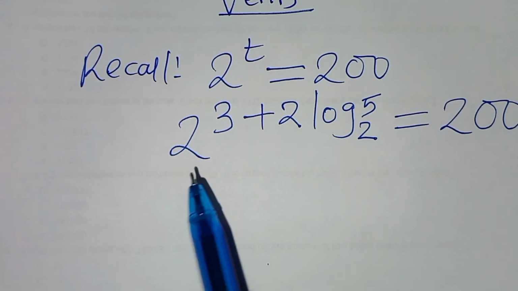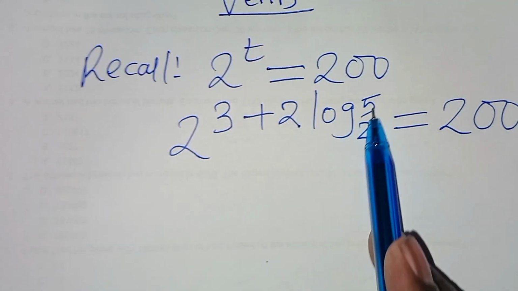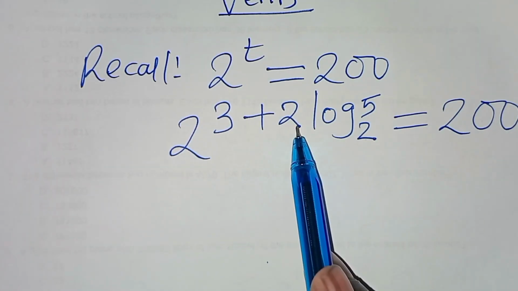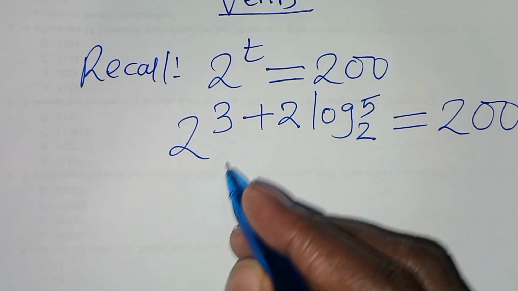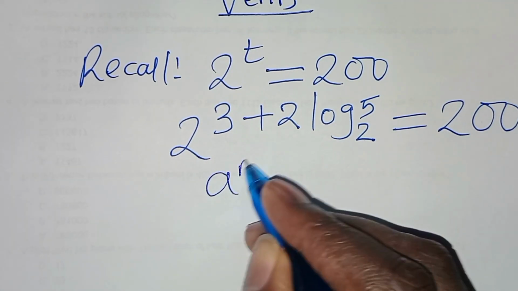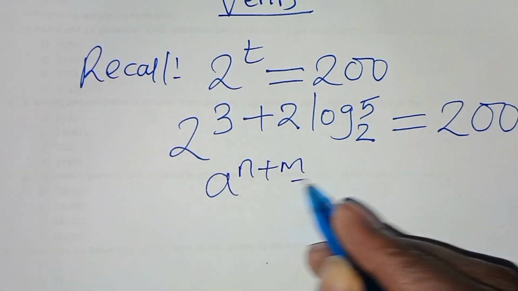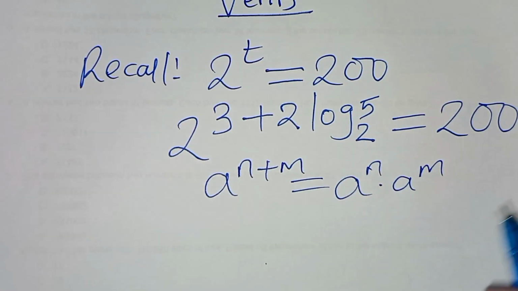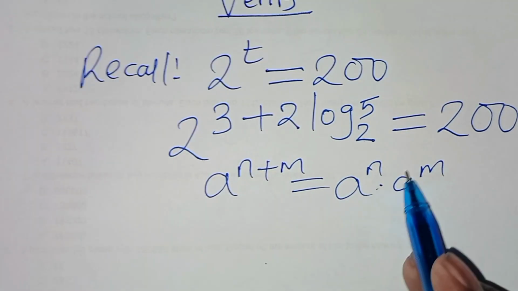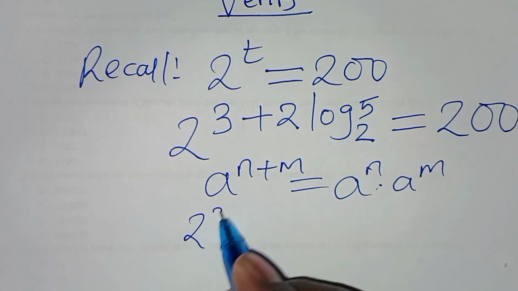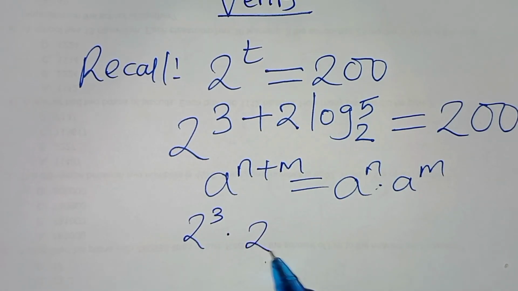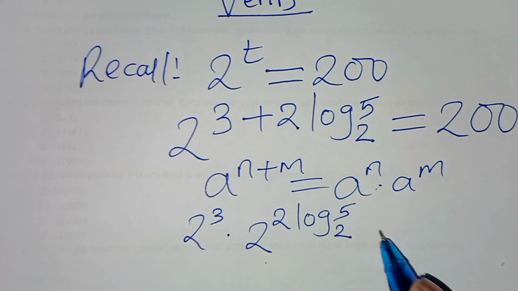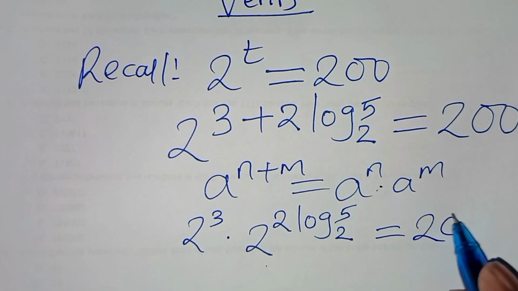Now here we have 2 to the power 3 plus 2 log 5 to base 2. This is in the form of 2 to the power n plus m, which we can transform to 2 to the power n multiplied by 2 to the power m. So let's apply this exponent property, so that we'll have 2 to the power 3 multiplied by 2 to the power 2 log 5 to base 2. This should give us a value of 200.